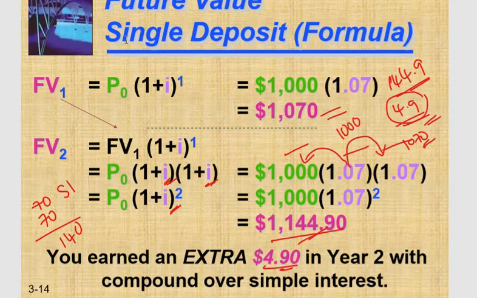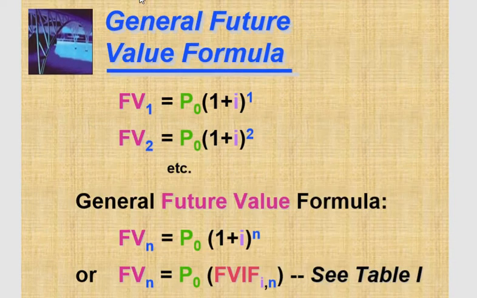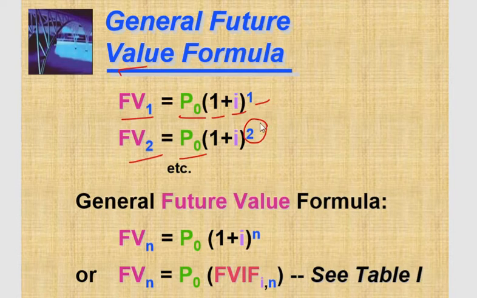Okay, next is the general future value. You know, F1 is P0 times (1 + i) to the power 1. For future value 2, again power 2. For future value 3, then this becomes power 3. Got it? Like that you have to calculate for the number of years. Okay, n is the number of years.